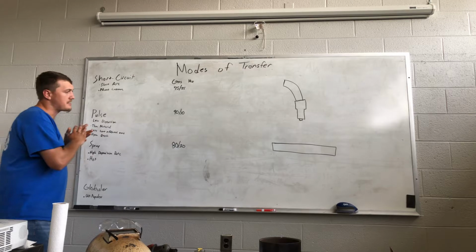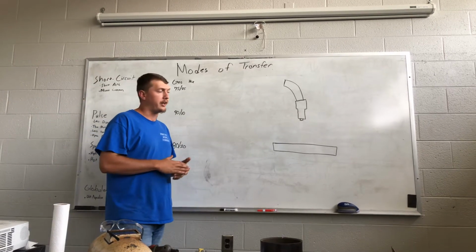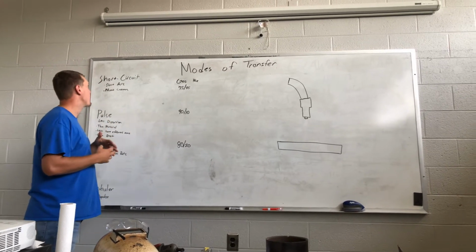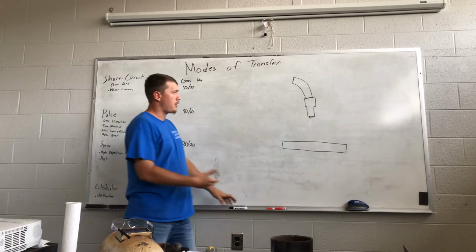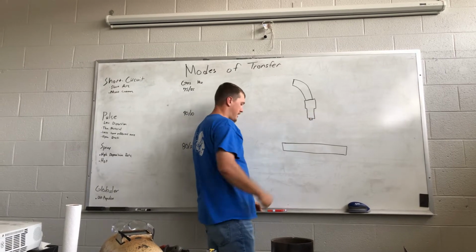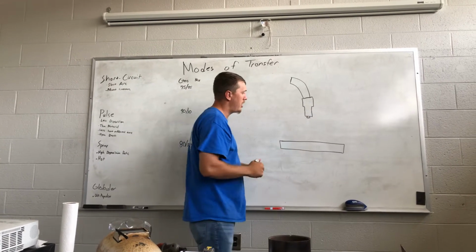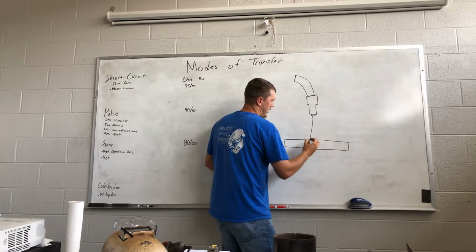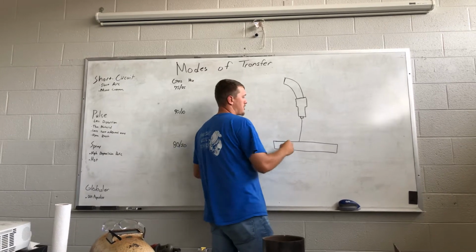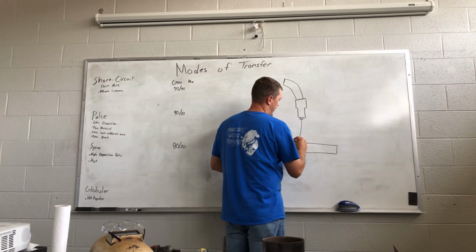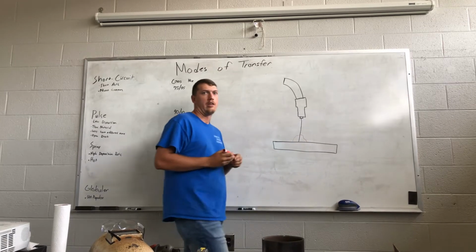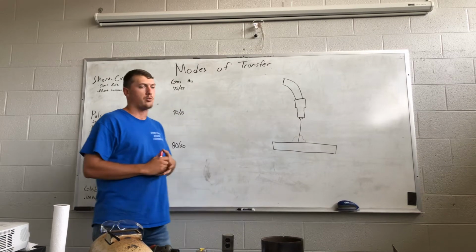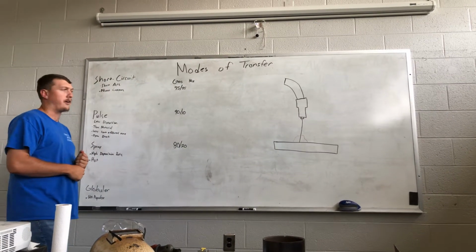Short circuit is the most common mode of transfer in MIG welding. Some people call it short arc, that's a nickname for it. Basically, we have the MIG gun, a nozzle, a contact tip, and the parent material. Our wire comes all the way out of that gun and hits the parent material. Once it touches the parent material and creates a circuit, the arc is formed and we start welding. So the wire actually has to touch the parent material to create an arc. That's a short circuit or short arc transfer.